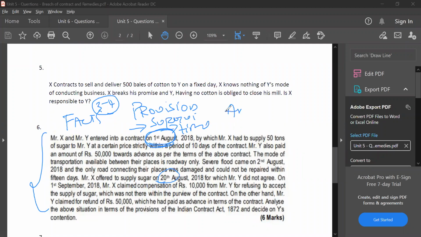Then you write the analysis based on these provisions and the facts. We can analyze the following. Then you will write the conclusion. The conclusion will be supervening impossibility. Contract is void. 50,000 should be refunded. If you write this explained in detail, minimum 1 page, I think this should easily go to 2 sides. You will get your 6 marks.